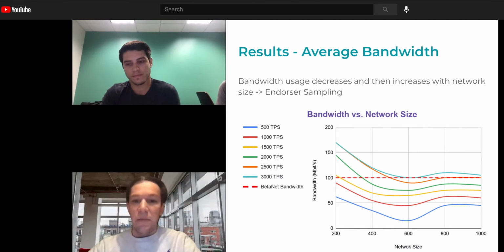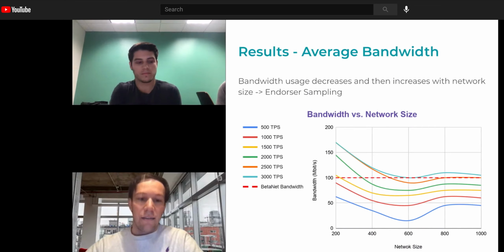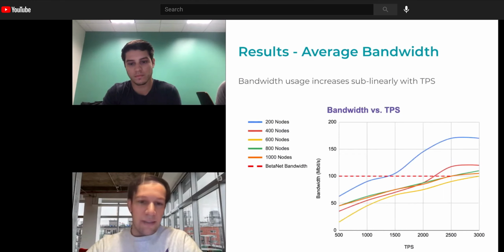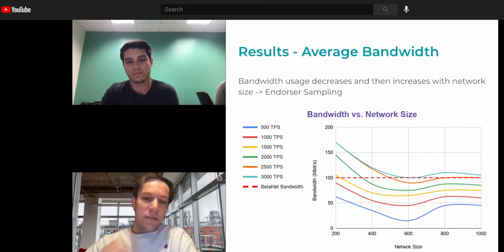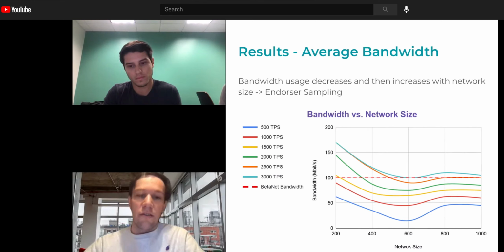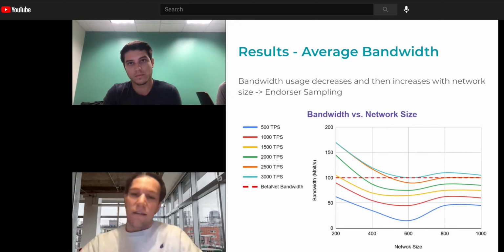This means that, for example, with 200 nodes, everyone is always an endorser. So you can see the bandwidth is quite high, especially for higher TPS. It goes very quickly above the betanet bandwidth restriction of 100 megabits per second. As we increase the network size, the amount of time you're an endorser decreases. When you go to 400 nodes, you're only an endorser 50% of the time. So while we're increasing the network size, you can see the bandwidth actually decreasing. But then at the end, it starts increasing again.